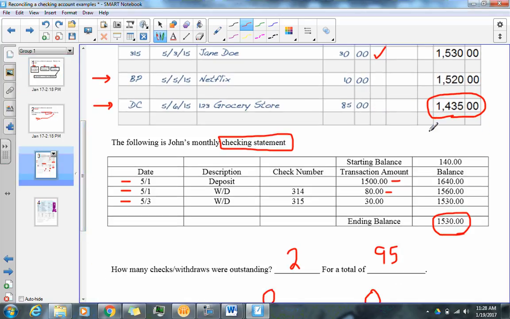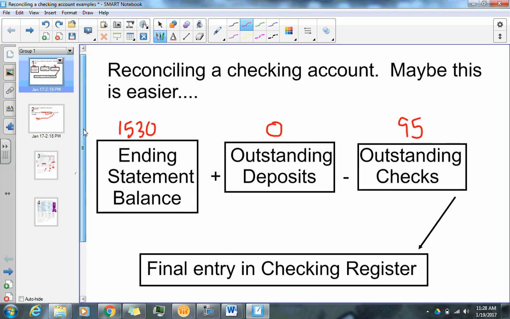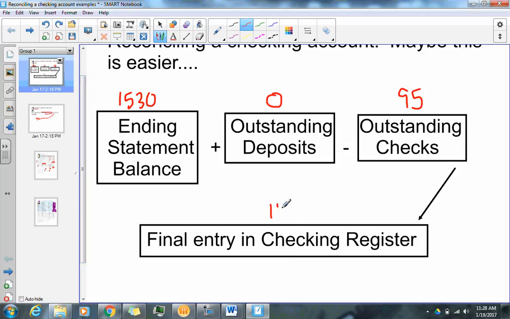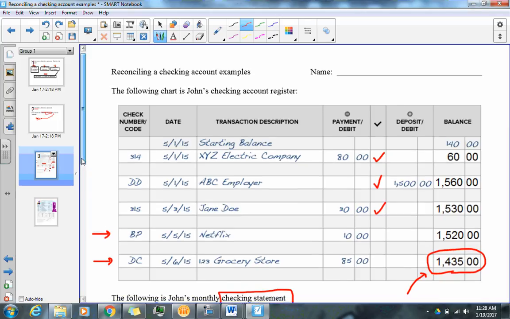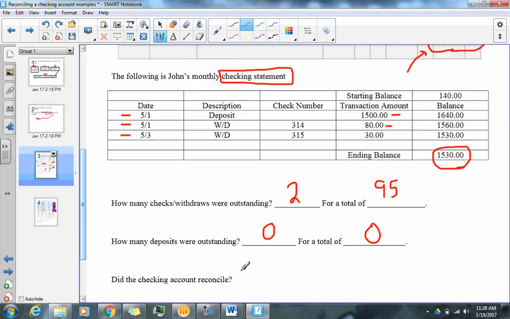Yes. And my last entry in my checking account was $1,435. So I'm going to 1,435. Now, if this makes a true statement, then the answer is yes, it reconciles. So 1530 plus 0 minus 95. Okay, it does work. So that means the answer is yes, it does.